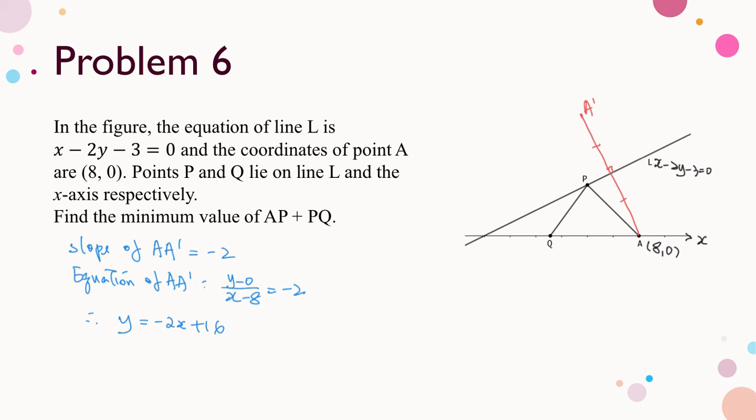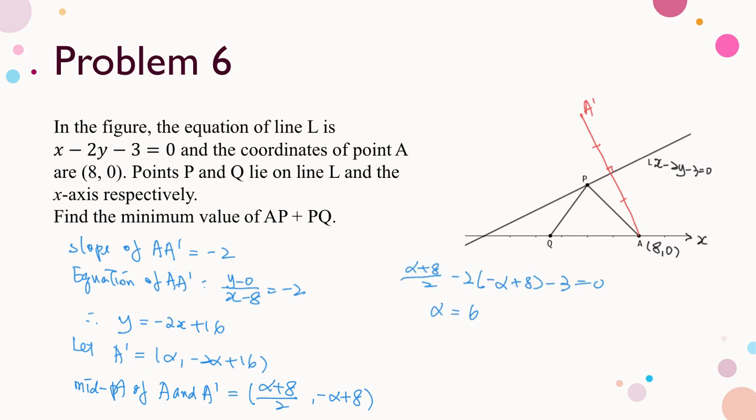Let the x coordinate of point A prime be alpha. Then the y coordinate is -2 alpha plus 16. As A prime is the reflection image of A about L, the midpoint of points A and A prime lies on line L. By the midpoint formula, the midpoint of A and A prime is (alpha plus 8 over 2, negative alpha plus 8). Put the midpoint into the equation of L. We have alpha equals 6. So we get the coordinates of A prime, which are (6, 4).